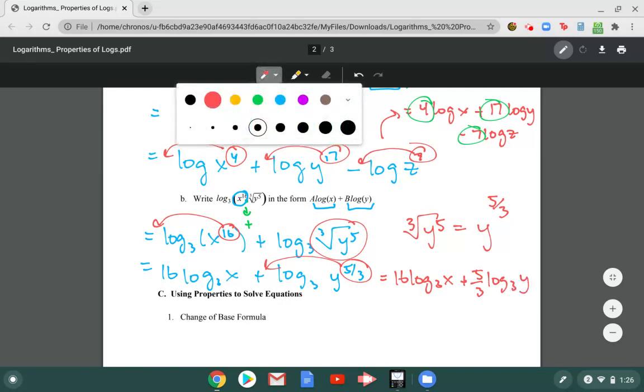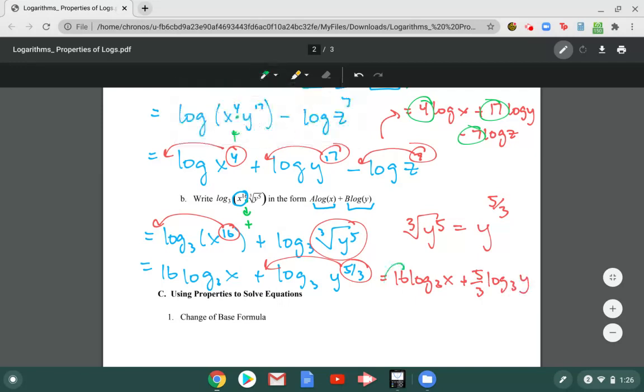And that gives me a, which is 16, because I've got that log isolated. And then I have, let's see, I've got the log of y isolated as well. So that tells me that b is 5/3.